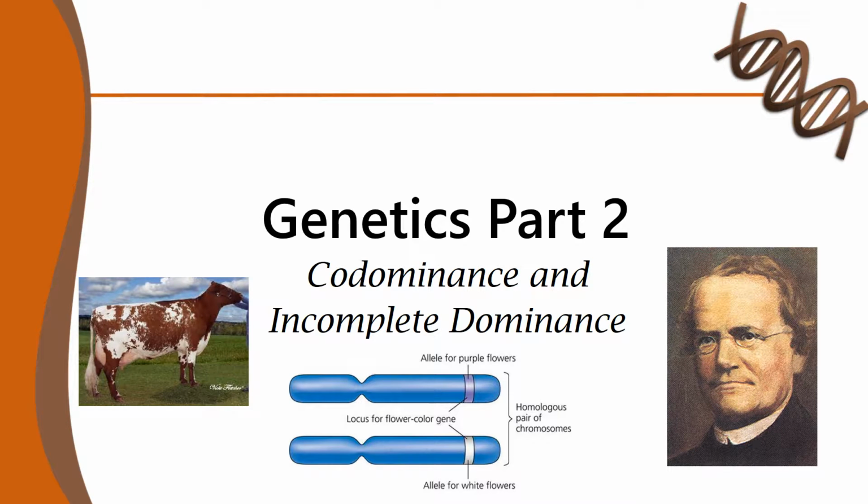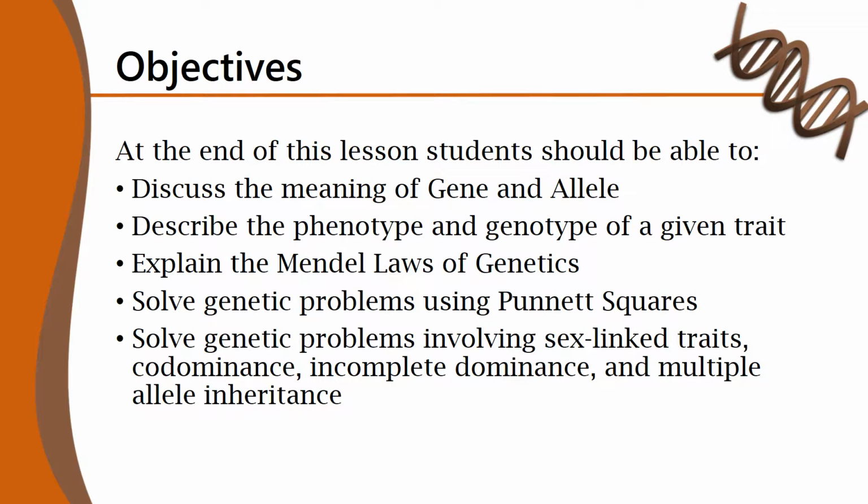In this video, we continue to look at different forms of inheritance. In this case, we're going to look at codominance and incomplete dominance. So hopefully with this video, we'll continue to look at our problem-solving strategies using genetics and using Punnett squares.